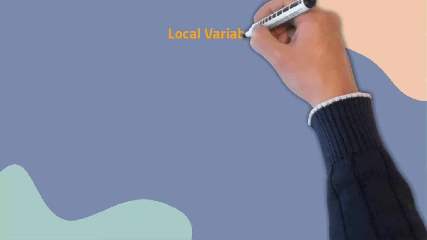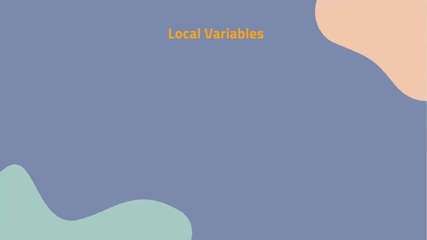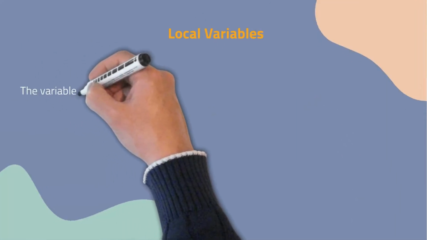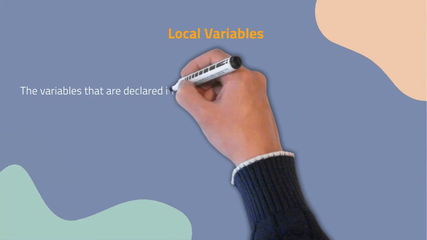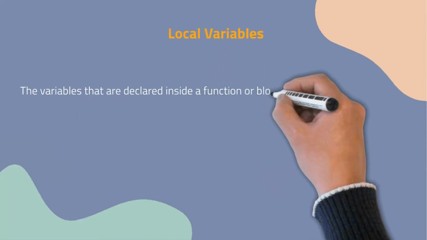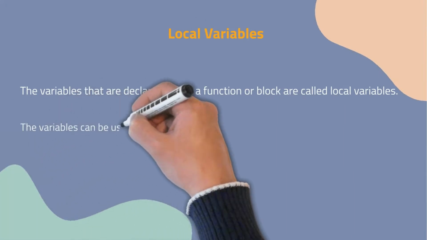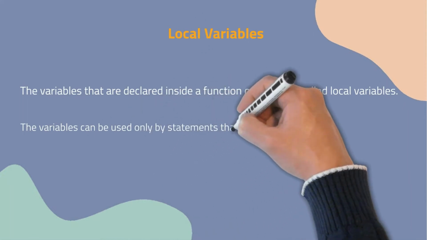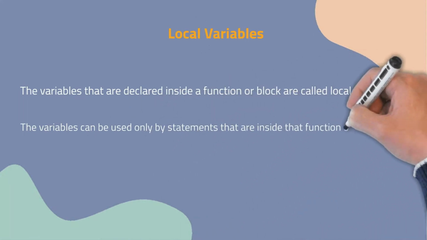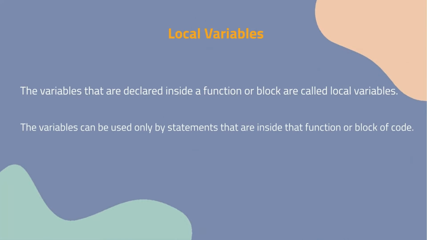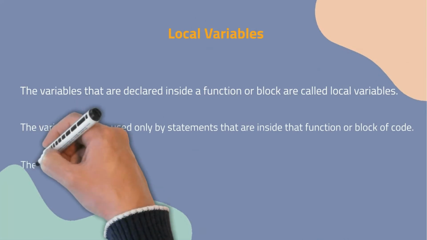Local variables. The variables that are declared inside a function or block are called local variables. The variables can be used only by statements that are inside that function or block of code. The local variables cannot be accessed outside the function or block of code.